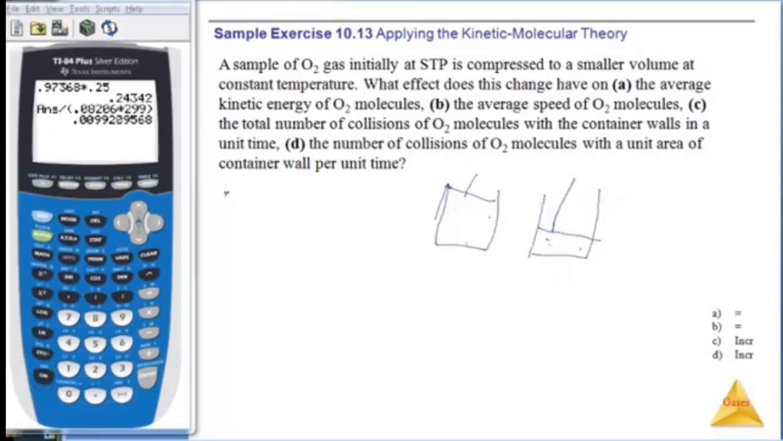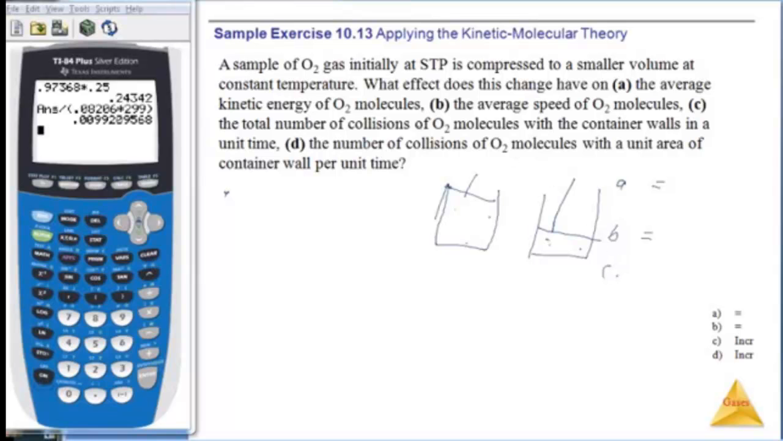What effect does this have on the average kinetic energy of the oxygen molecules? So what we said is the temperature is not changed. So if the temperature is not changed, the speed of the particles is not going to change, because temperature is a reflection of the speed. So the speed will be the same. What happens to the total number? Okay, so I screwed that one up. The speed question was B. The A question was, what happens to the kinetic energy of the molecules? And the answer is nothing. Again, because the temperature hasn't changed, my energy hasn't changed, so energy is the same, speed is the same.